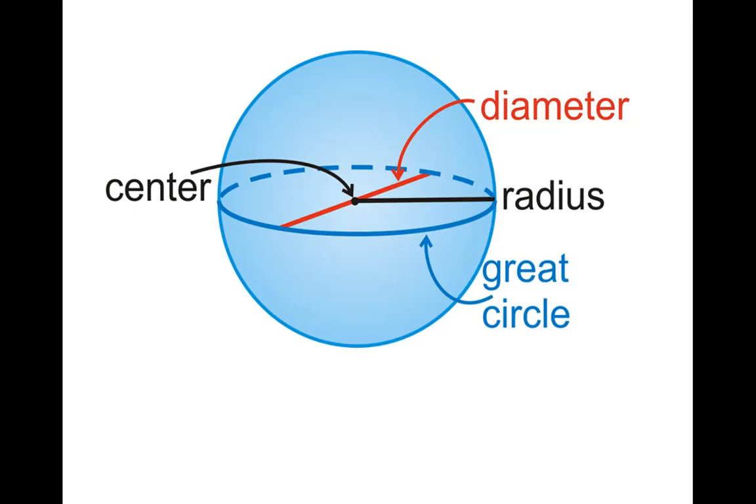So remember these three quantities. This represents the center, radius and the diameter. The diameter is twice of radius.